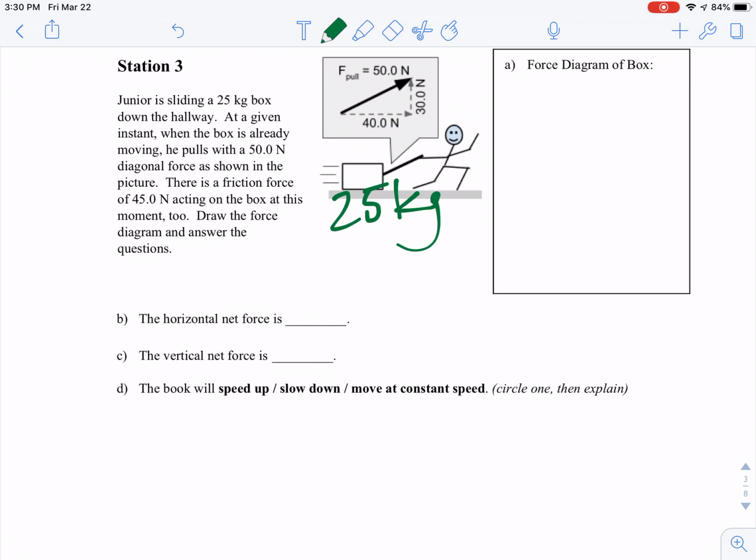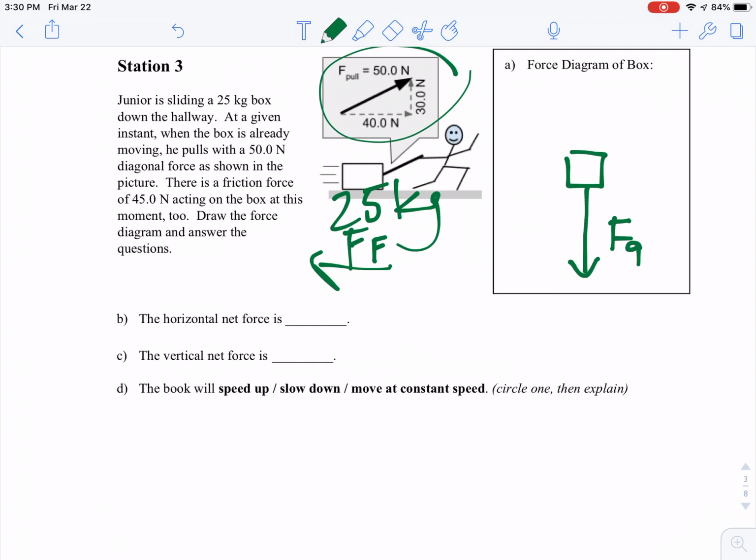And so when the box is already moving, he's pulling with this 50 Newton force that they show us, and there's a friction force acting on it as well, and it's moving to the right. So we know our force of friction moves to the left. I'm going to draw a force diagram. So here we go. I'm starting with my FG. My FG is going to be 25 times 10, or 250 newtons.